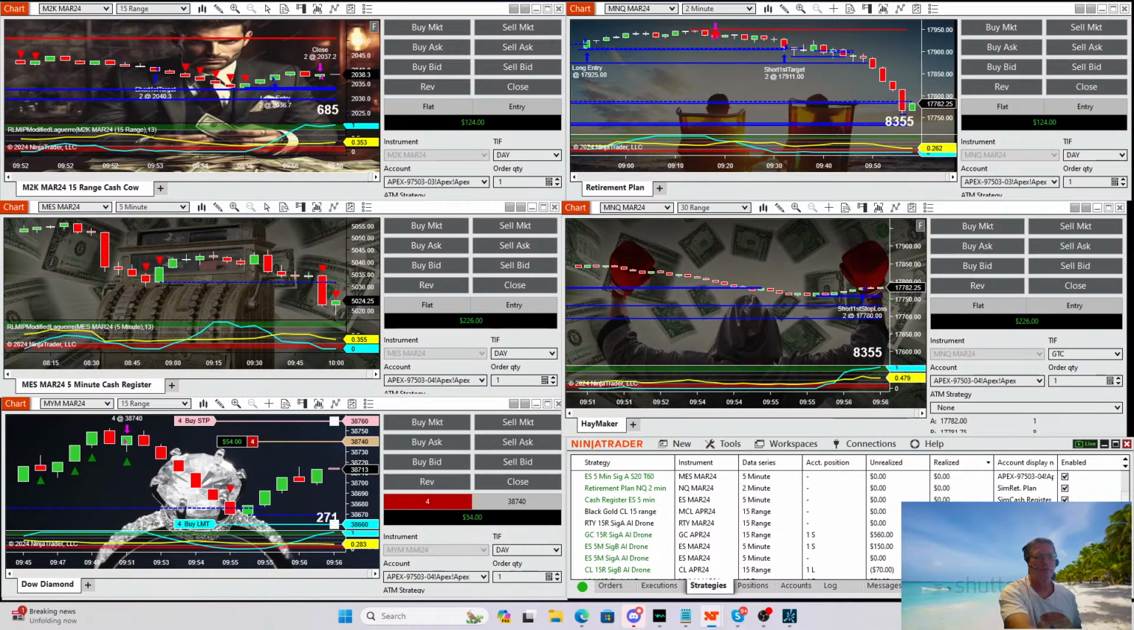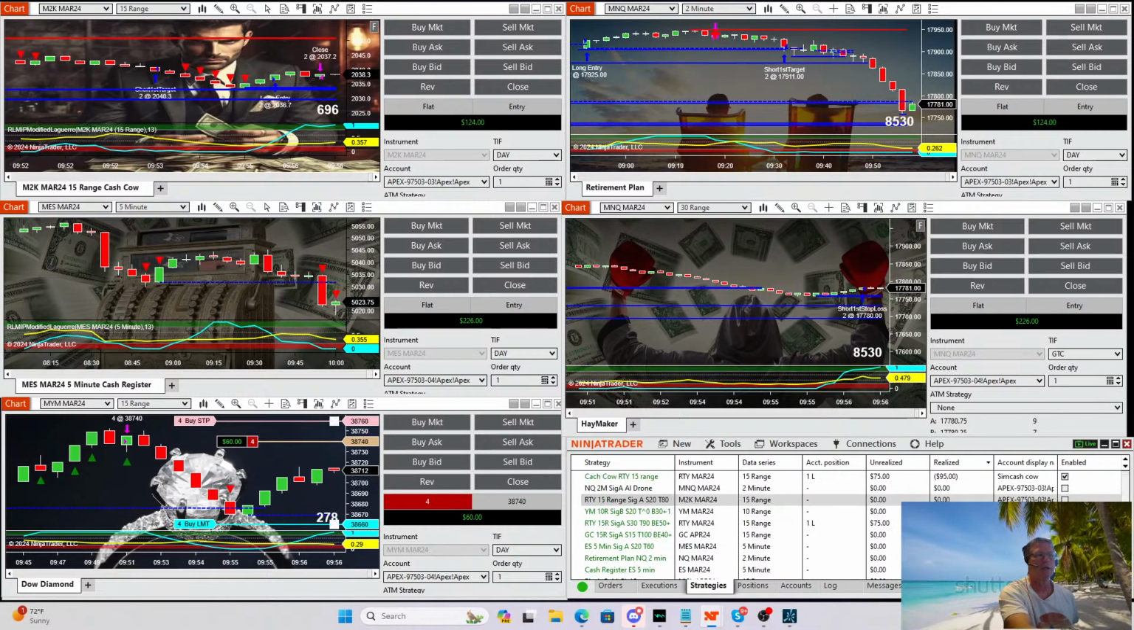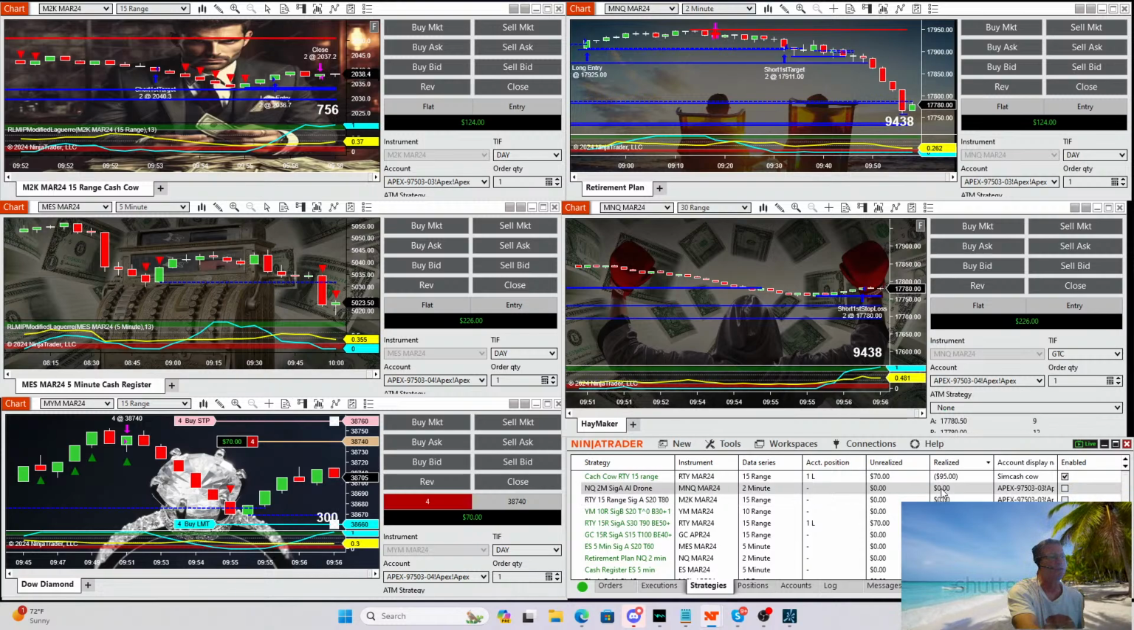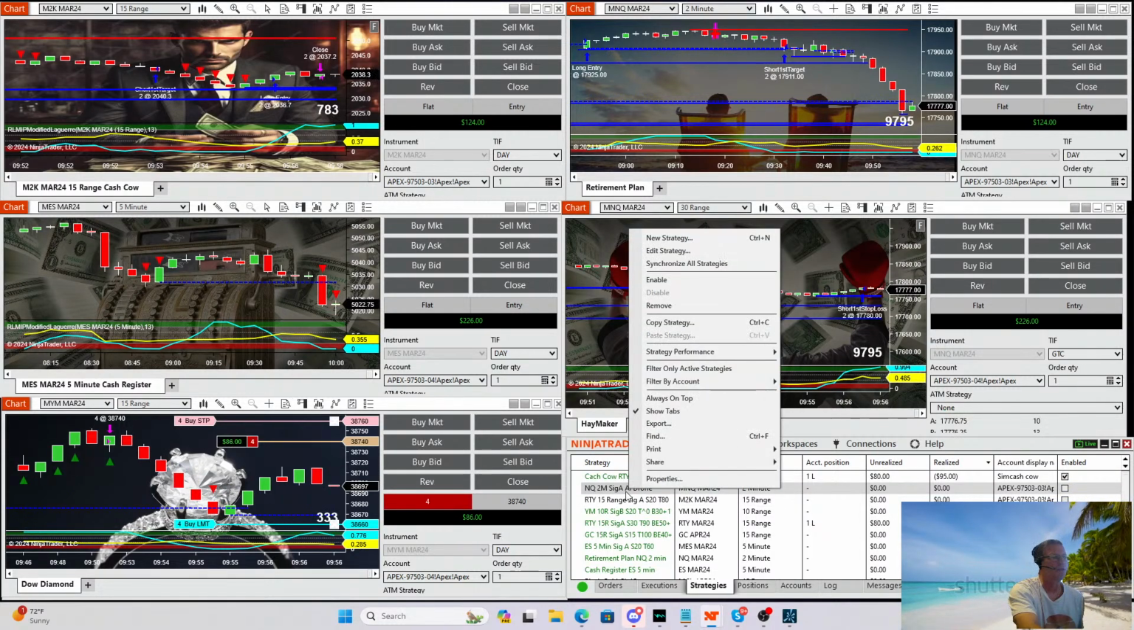And we'll keep running 4. I'll switch those over into a sim account so we could keep getting data on them. And let's see, this was the order submitted, 2M signal AI.